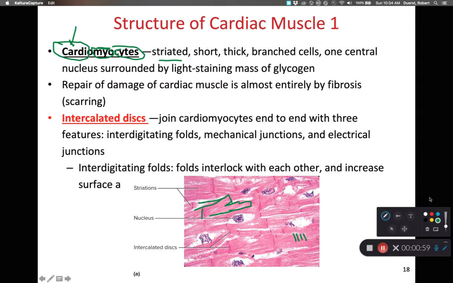And something that's important here is that these cardiomyocytes have a very, very poor regeneration, right? If there's damage to the cardiomyocyte, there's very little regeneration. It's almost entirely going to be fibrosis or scarring that occurs. So once somebody has a heart attack or a partial heart attack, they're going to have dramatically decreased cardiac function as a result. They're never really going to reclaim that prior function.